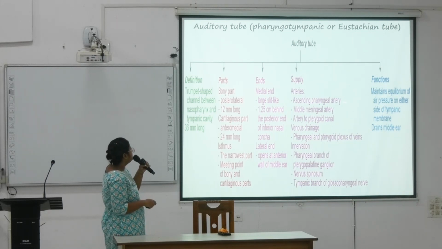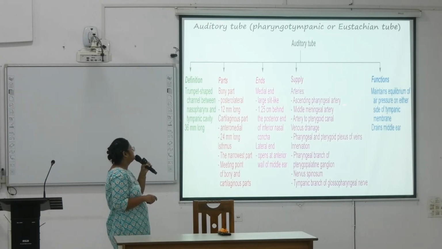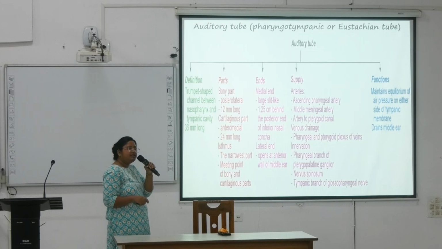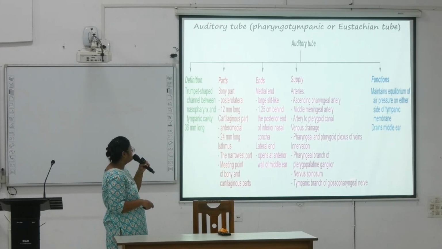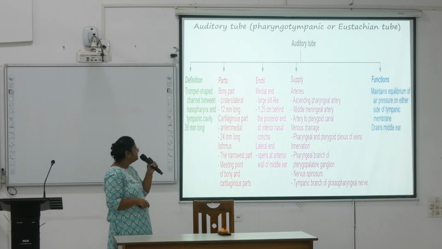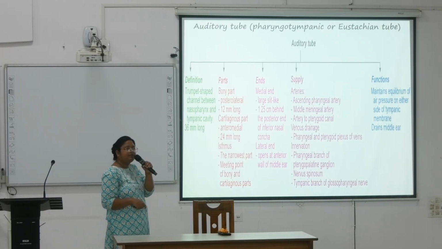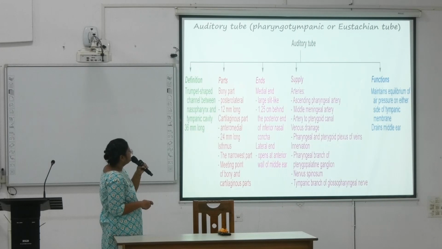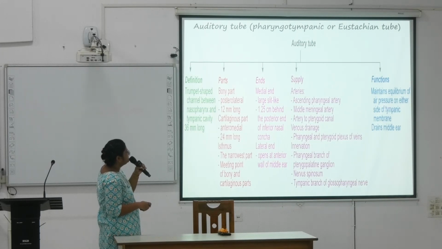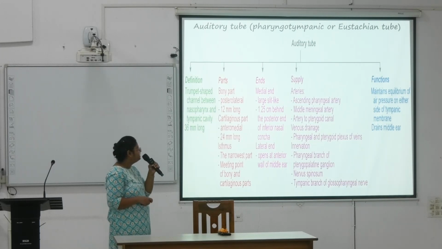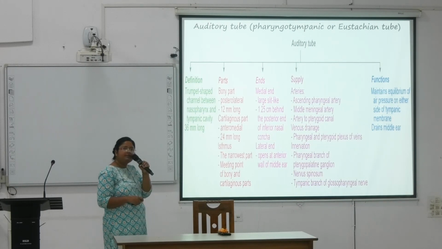Supply, arterial supply and venous drainage. Arterial supply by ascending pharyngeal artery, middle meningeal artery, artery to pterygoid canal. Venous drainage by pharyngeal and pterygoid plexus of veins. Innervation by the pharyngeal branch of pterygopalatine ganglion, nervus spinosus, tympanic branch of glossopharyngeal nerve. And function, it maintains the equilibrium of air pressure on either side of tympanic membrane and drains the middle ear. Okay.